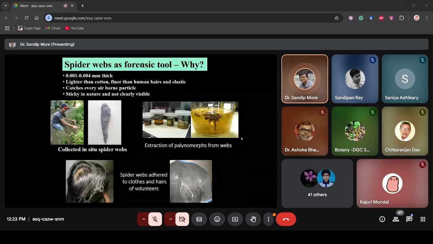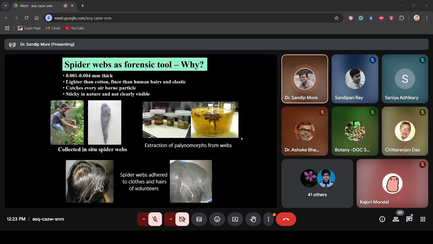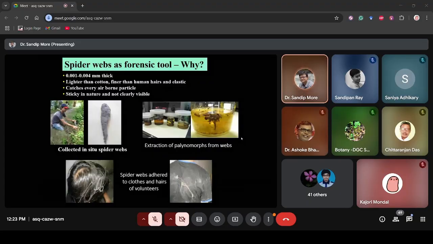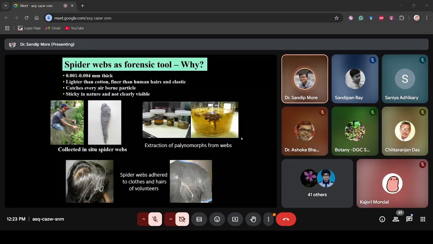And if we study the spider web, we are able to tell what is the vegetation type of the local area where the spider webs were taken from. If we take the spider web from the crime scene or the suspect, we can match the pollen proxy, pollen percentage, and pollen types between the suspect, the victim, and the crime scene.